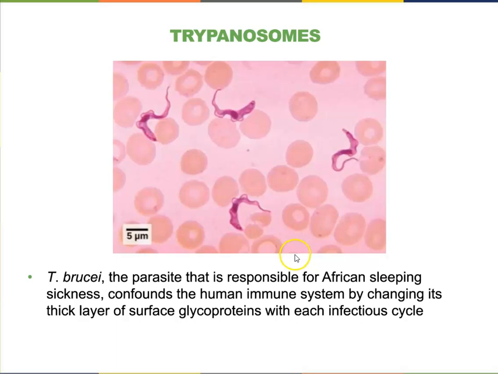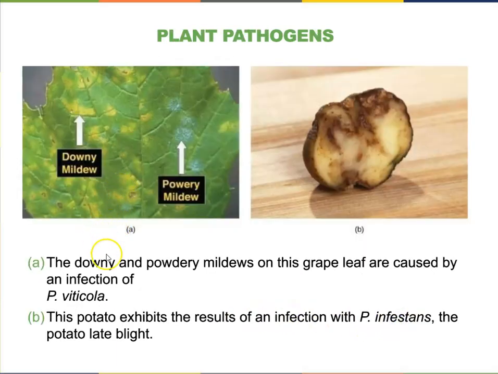Here's a picture showing the protist that is responsible for African sleeping sickness. This type of protist disrupts the human immune system by changing its thick layer of surface glycoproteins with each infectious cycle. The picture on the left shows a protist causing infection on a grape leaf. The picture on the right shows a protist causing infection on a potato plant.